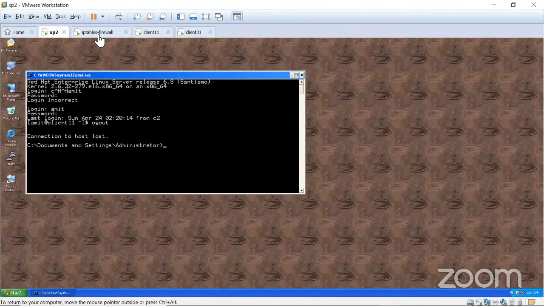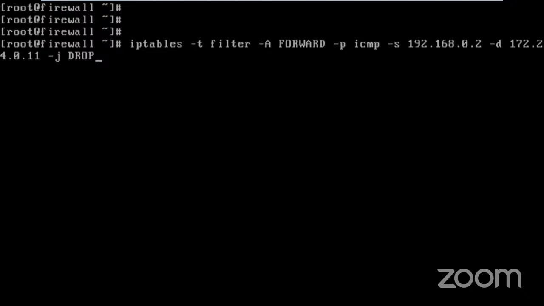Now I want to stop that, so I have to write some rule. For saving time, I'm going to change the earlier rule. So what I'm saying, iptables, filter the traffic. The source address is 192.168.0.2, destination is 11, and we have to specify that port also.